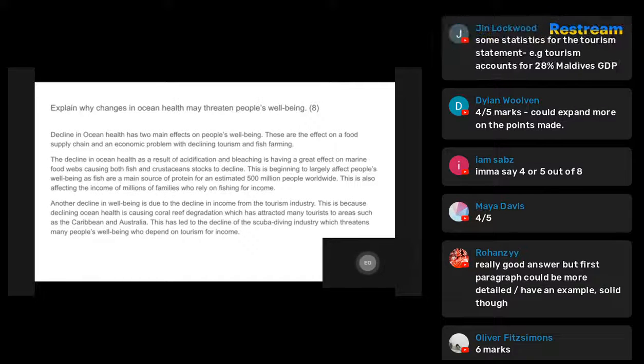Okay, for most people going for a top band sort of answer, maybe 4 or 5, almost hitting top band. So let's read through it. Decline in ocean health has 2 main effects on people's well-being. It affects food supply chains and economic because of decline in tourism and fish farming. It's a very good start to an answer because it establishes the key things that will be discussed in the rest of the answer itself.